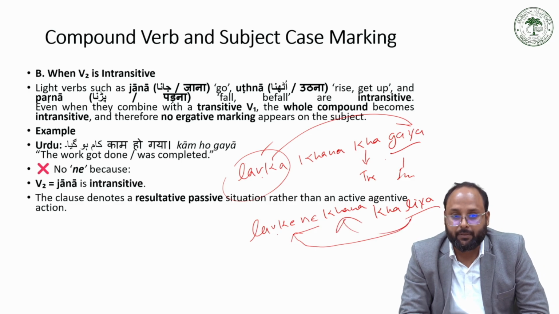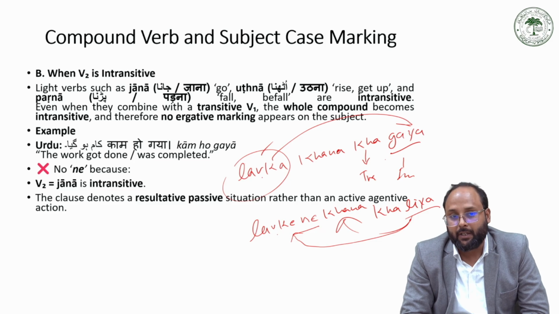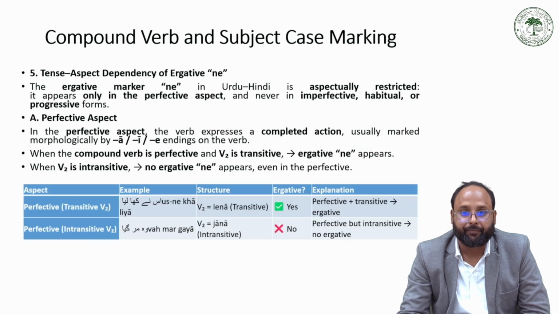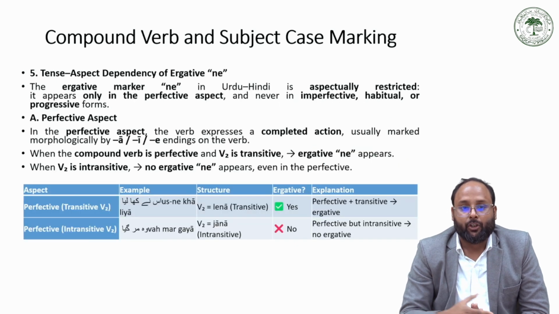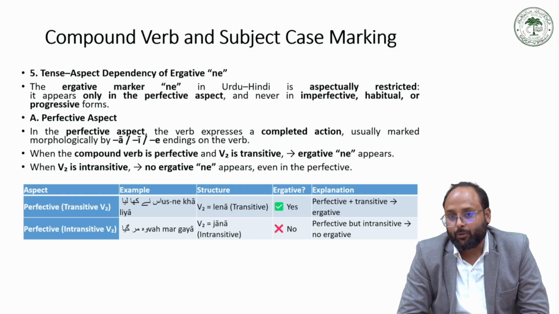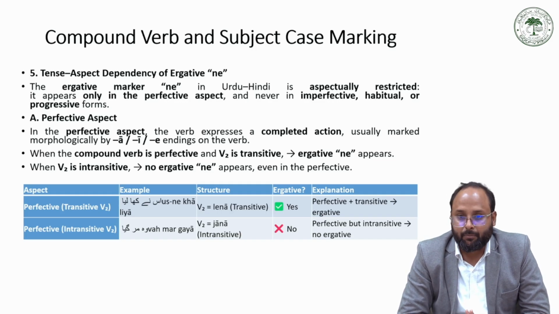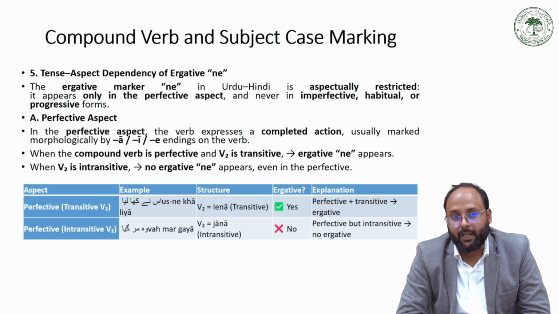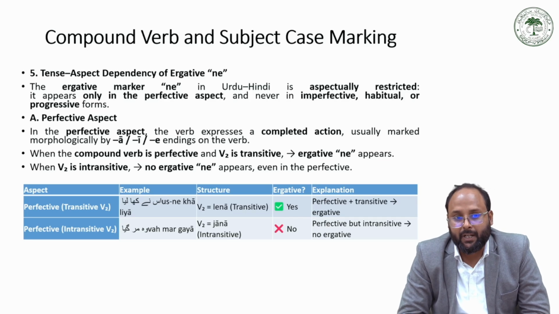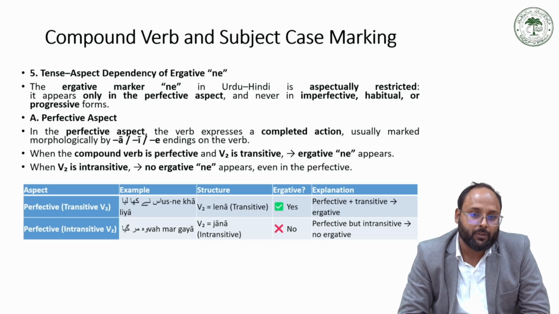So that is the case with the intransitive and transitive V2 for assignment in ergative ne. So that is the whole thing is going to explain the ergative ne in Urdu-Hindi is aspectually restricted, means it is restricted with the perfective aspect only. It appears only in the perfective aspect and never in the imperfect, habitual or progressive forms.